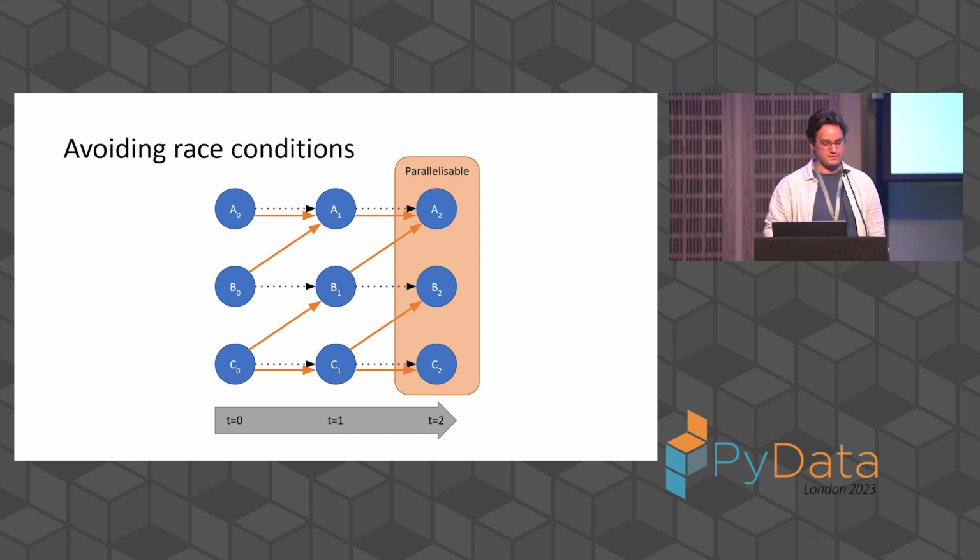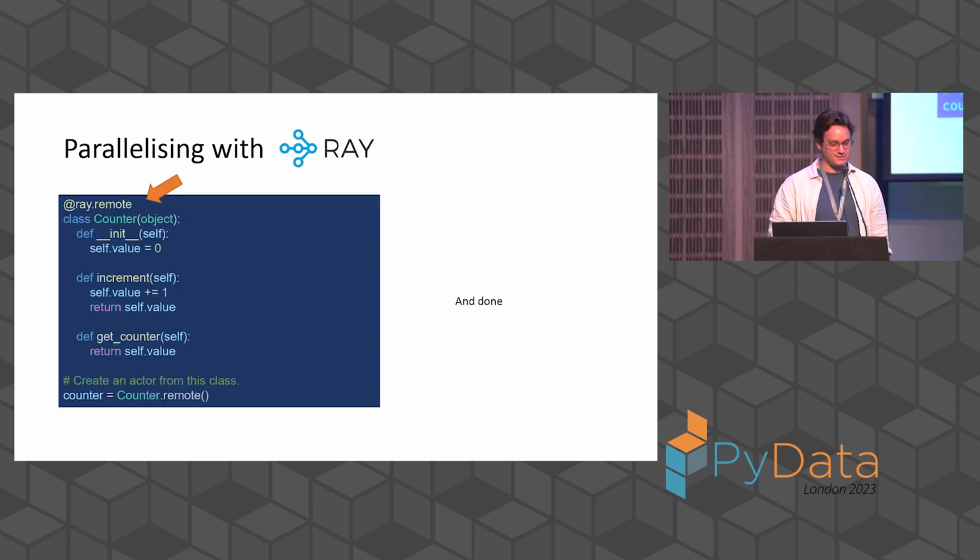How to avoid race conditions. This again is a very simple rule. Just make sure that the state at time t+1 only ever depends on the state of other objects at time t. That way, every single time step can be parallelized without worrying about any race conditions. If you achieve that, then it's very easy to parallelize execution as well.